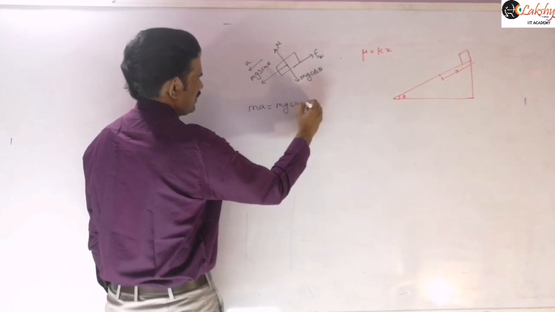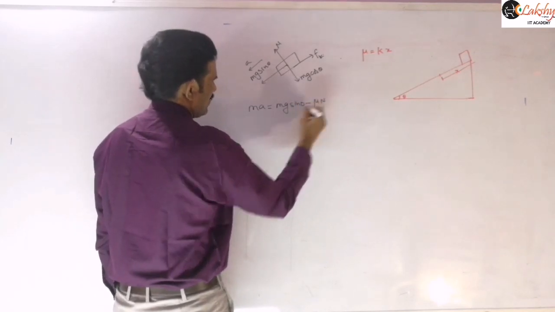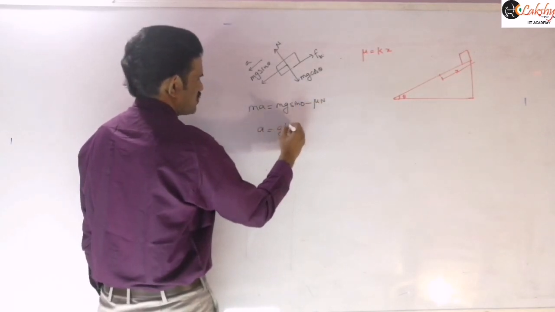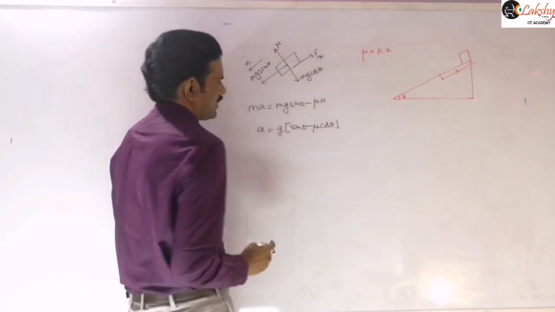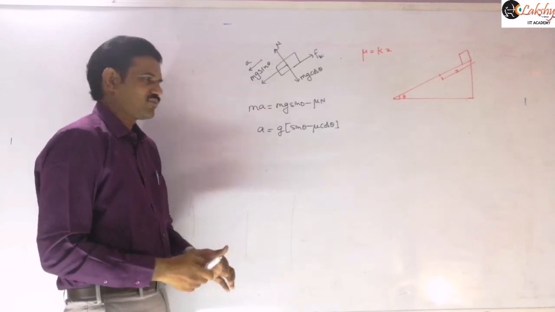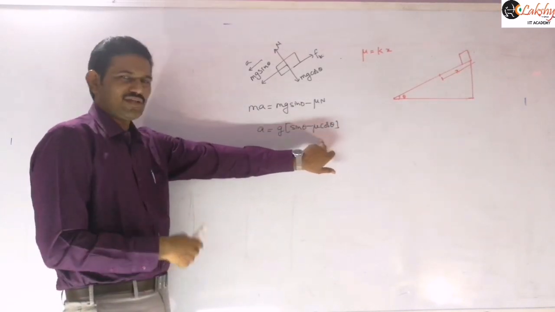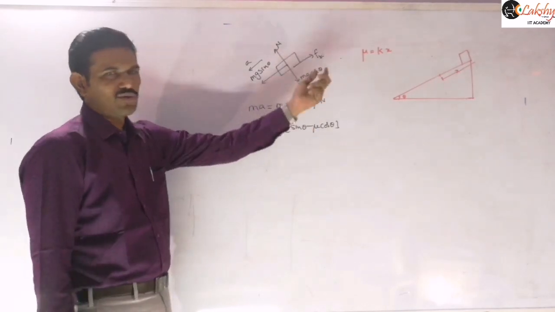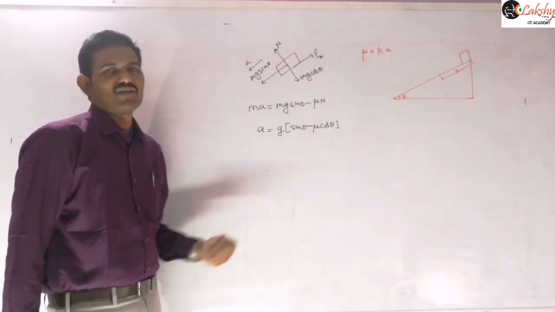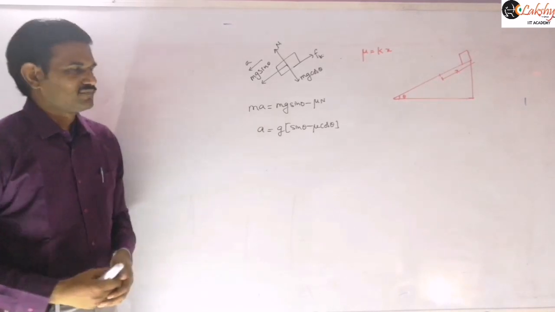mg sin theta minus mu N. Therefore a is equal to g of sin theta minus mu cos theta. The only thing is this mu is variable here. You can directly apply the acceleration equation also, but this mu is not a constant, it's a variable. So this acceleration becomes variable, right?